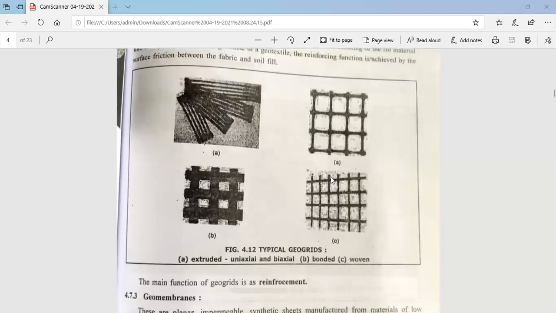So here, the first figure is extruded, uniaxial and biaxial, right? Like this one. The second one is bonded, which is bonded by two or more sheets. And the third figure shows a woven material.